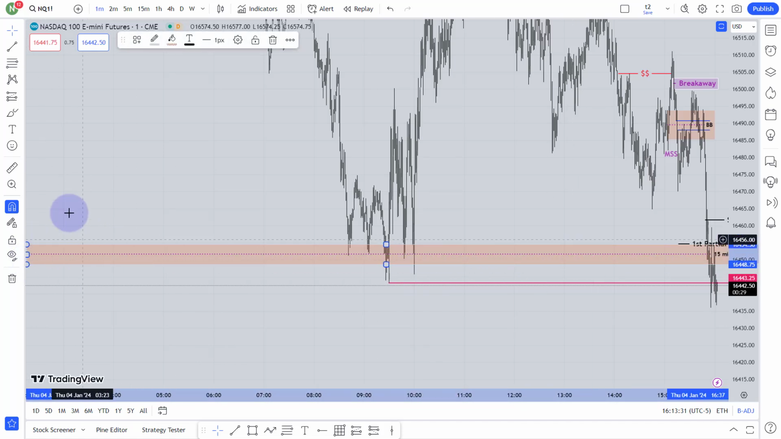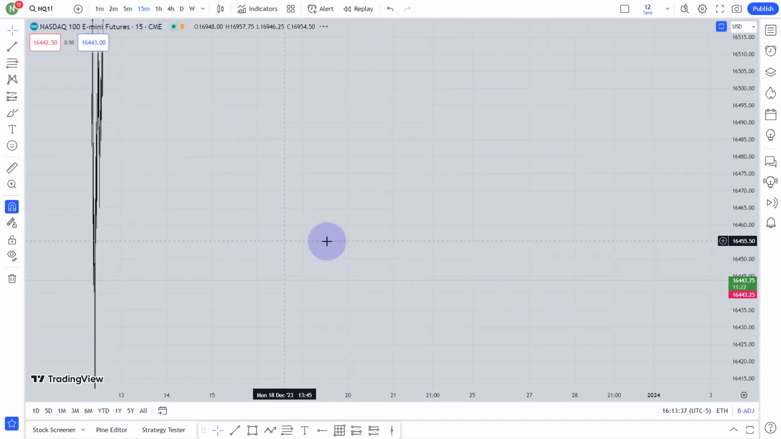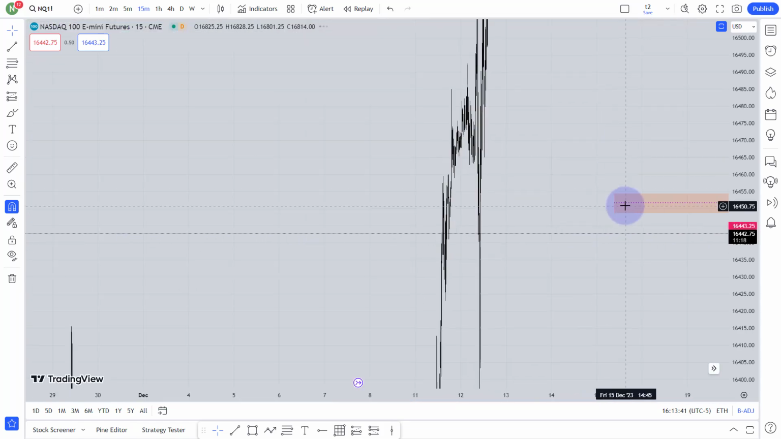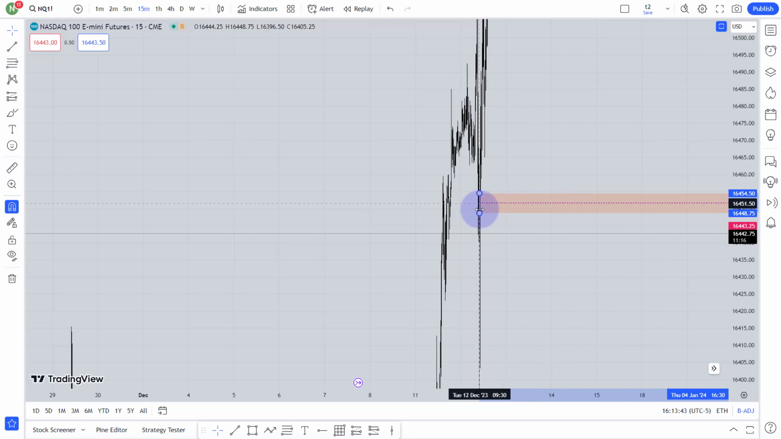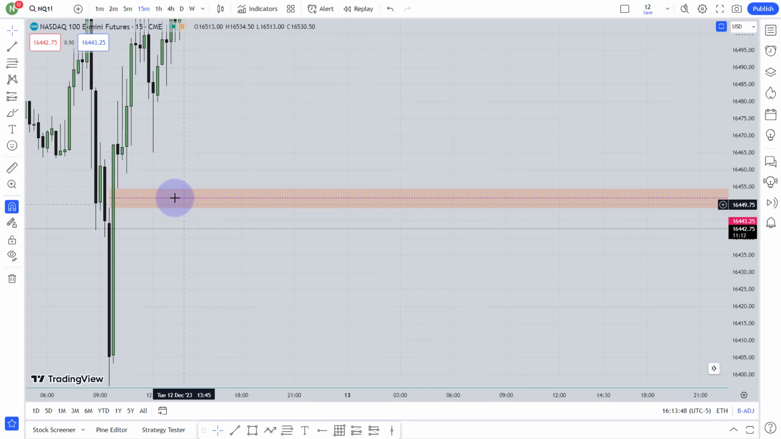I mean, before, can I show it to you? Let me show it to you. So this is the 15-minute fair value gap, the last fair value gap. You can see this candle low and that candle high. This is the last fair value gap from the 15-minute chart.